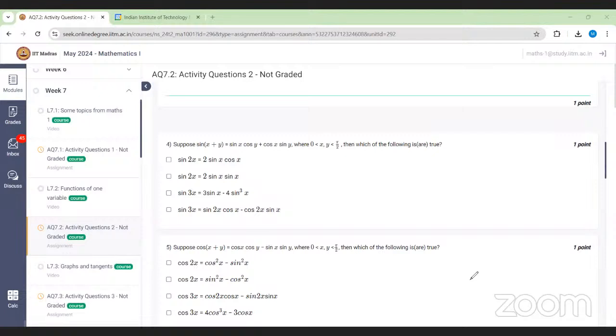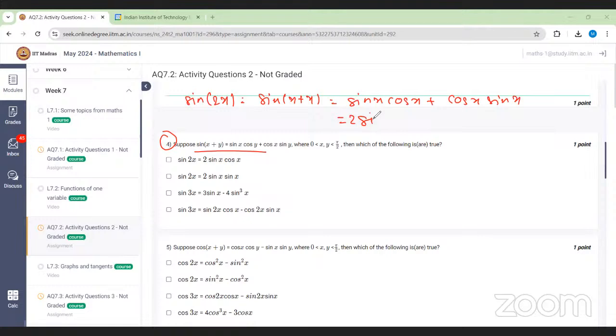This question, question number 4. Here the sin x plus y formula is given to you and you have to derive some formula. You can change it to sin 2x, which is the same as sin of x plus x. Then you write the formula in terms of sin and cos. So it will be sin x cos x plus cos x sin x, which equals 2 sin x cos x. Similarly, you can find the formula for sin 3x, and the same thing you have to do here also. It's not that tough, just a little bit of computation. That's all.